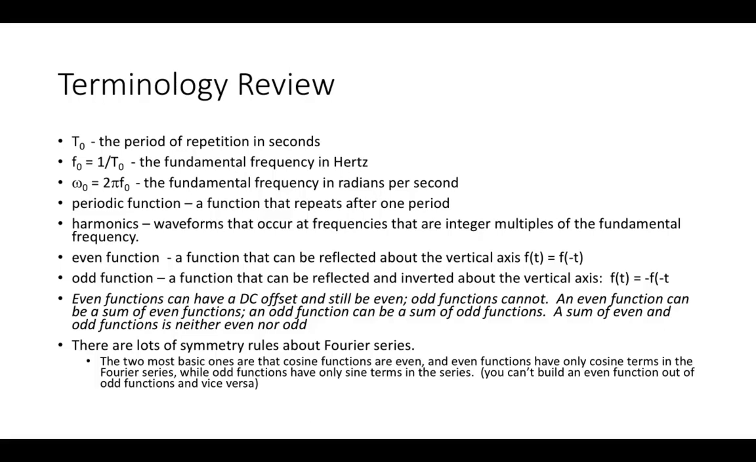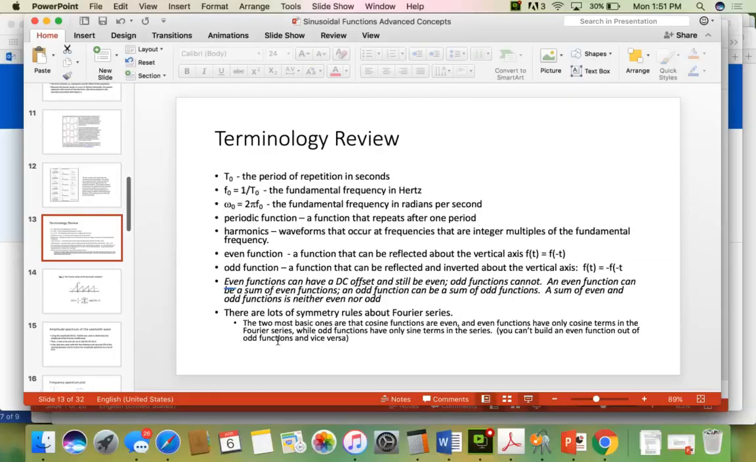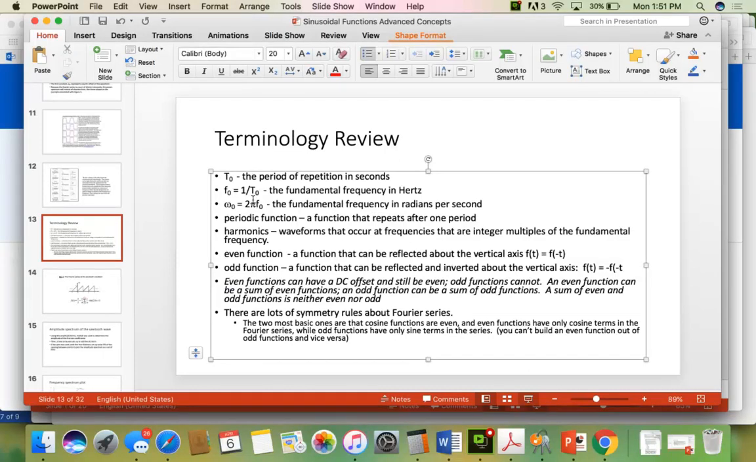So T sub 0, once again, is the period of repetition of a periodic wave in seconds. F sub 0 is the fundamental frequency in hertz, and it's equal to 1 over T sub 0. Omega sub 0 is the fundamental frequency in radians per second, and I need to fix this slide because this should actually be over F sub 0. So what we're going to do is fix that right now. So let's put in the slash, and then we'll go right back to slideshow mode.